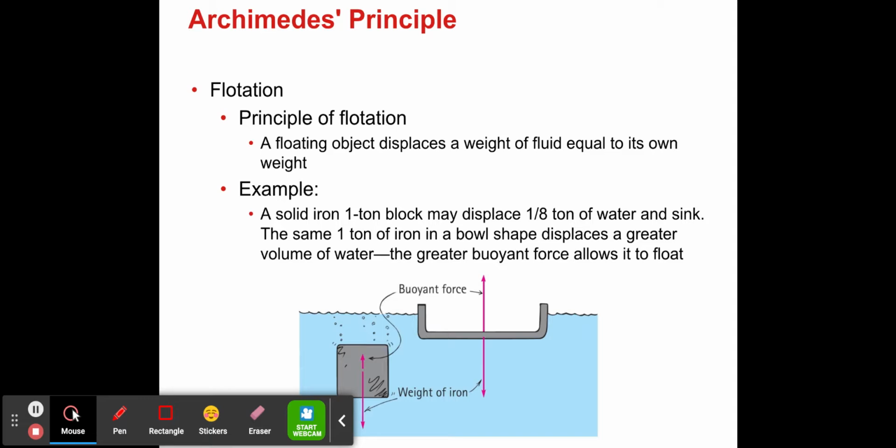Still talking about Archimedes' principle, we'll talk about flotation. So there's a principle of flotation. A floating object displaces a weight of fluid equal to its own weight. Example, if you have a solid iron 1 ton block, it may displace 1/8 ton of water and sink. The same 1 ton of iron in a bowl shape displaces a greater volume of water. The greater buoyant force allows it to float. Okay?